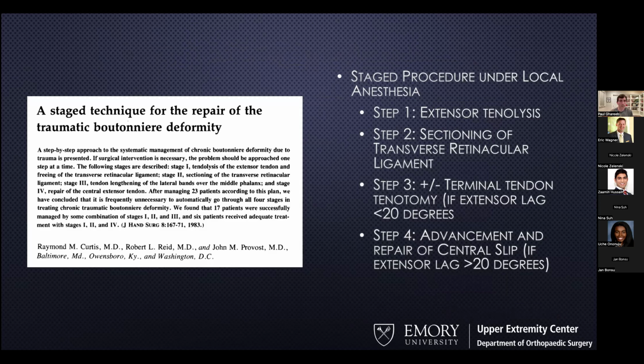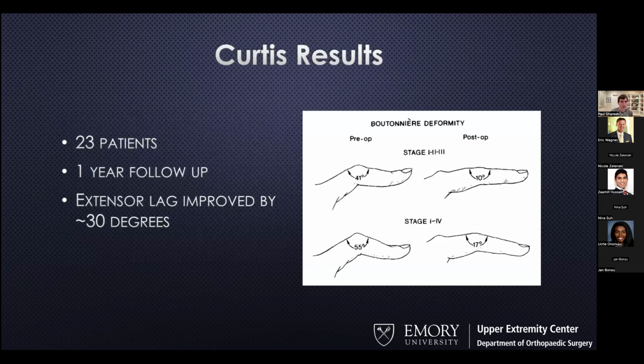So step 1 is simply an extensor tenolysis, and then oftentimes combined with step 2, which is releasing those transverse retinacular ligaments to allow that dorsalization of the lateral bands. And then from there, you assess the finger. If you've corrected the problem, then you stop. If you haven't fixed the problem, then you either move on to step 3 or 4. For step 3, that's a terminal tendon tenotomy, and that's if the extension lag is less than 20 degrees. And then step 4 is where you advance and repair or reconstruct the central slip. And that's if the extension lag is still greater than 20 degrees at the PIP joint.